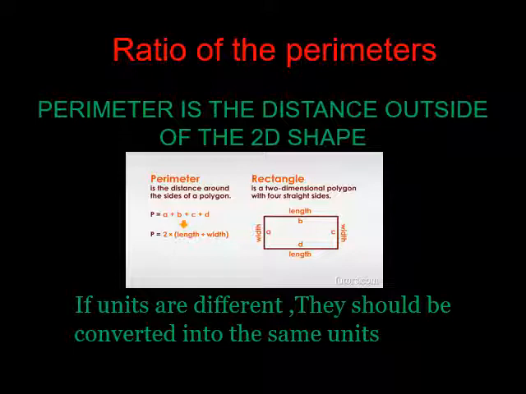If units are different, they should be converted into the same units. Then only we can do the calculation. If the length is in meters and the width is in centimeters, don't just add them. Convert the meters into centimeters, make them in the same unit, then only calculate the perimeter. Once you have the perimeters of different rectangles, you can find the ratio of the perimeters. Also, remember to simplify and write it in the simplest form.